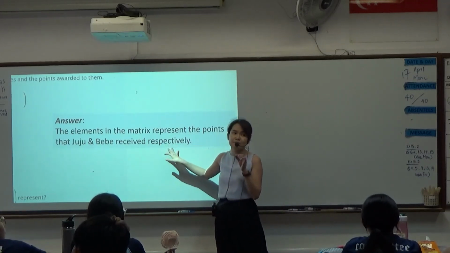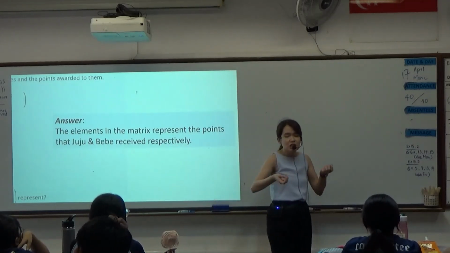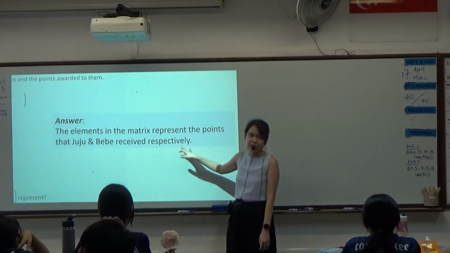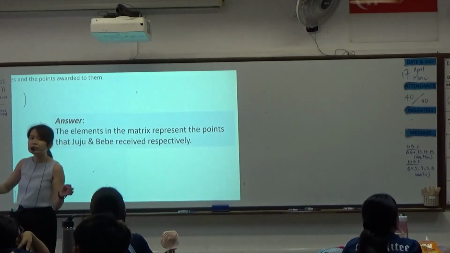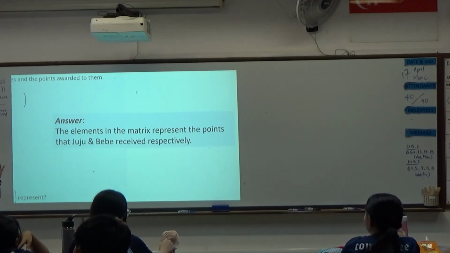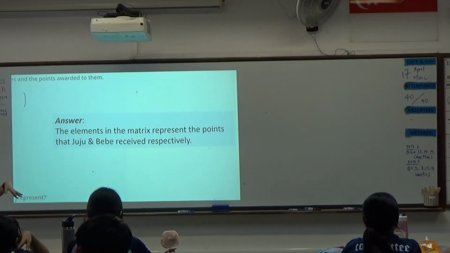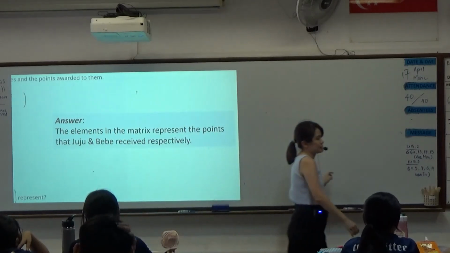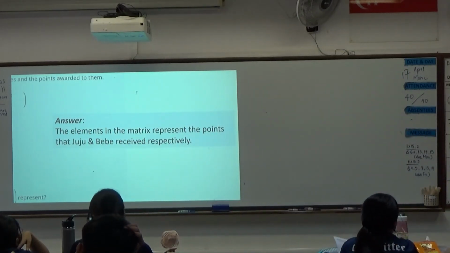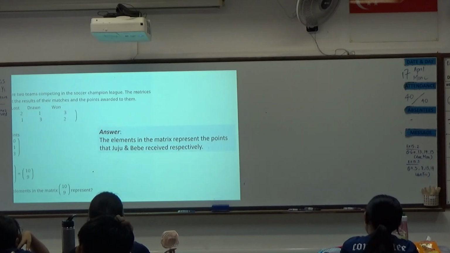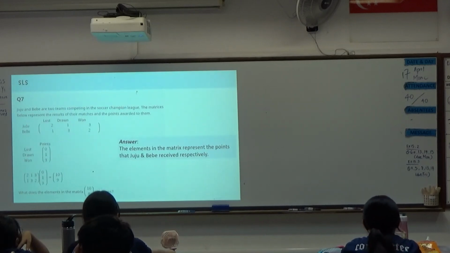and Bibi received respectively. So to be more efficient in terms of writing our answer, we tend to use the word respectively. Rather than have to point out what 10 represents and what 0 represents, because if you do that and my elements are many, it will be very tedious to write. So you just briefly describe and then use the word respectively. That will give you a shorter way of writing your answer. Questions so far?